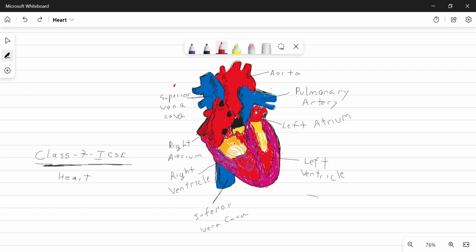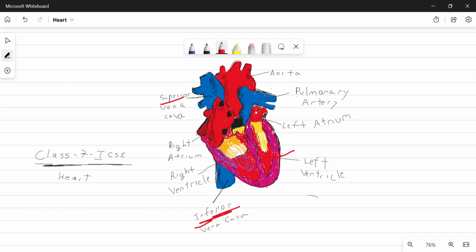Next, this you see over here. This is called the inferior vena cava. So this is the superior, it is up, right? And this is down. That's why we'll call this the inferior vena cava. Superior is up. Inferior is down.